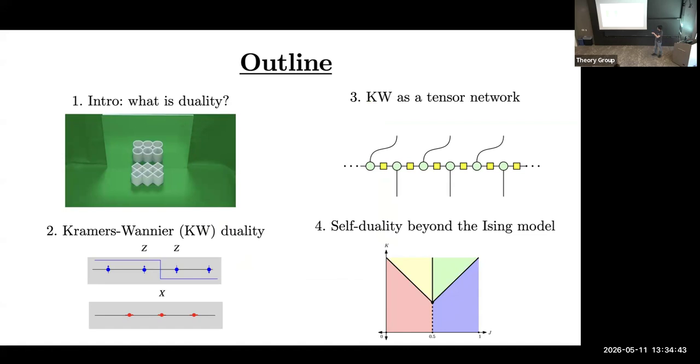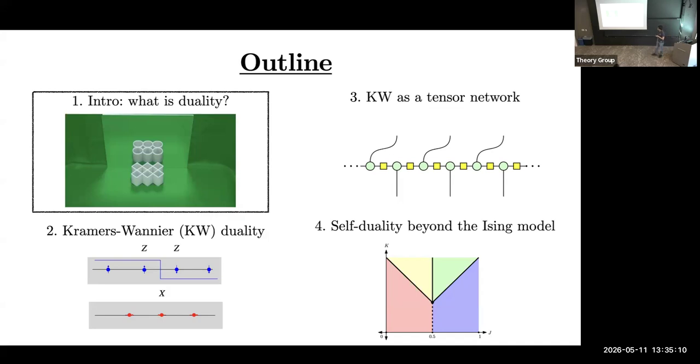And then I would like to talk about how we can reformulate that using the language of tensor networks, and how tensor network is a very natural language to describe these dualities on the lattice. And then beyond that, I'll try to motivate how we can study some self-dualities beyond the Ising model, but in some sort of simple generalization of the Ising model. Okay, so that's what I plan to do today.